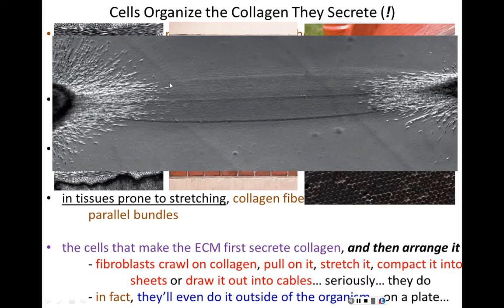The reason this looks as though it's going left to right is because all of the individual microscopic collagen fibers have been arranged in a similar orientation. They've been arranged to go left to right, and you see that reflected in the structure of the plate. These fibroblasts rearrange this collagen between them to make it all linear, all oriented. Blows my mind.